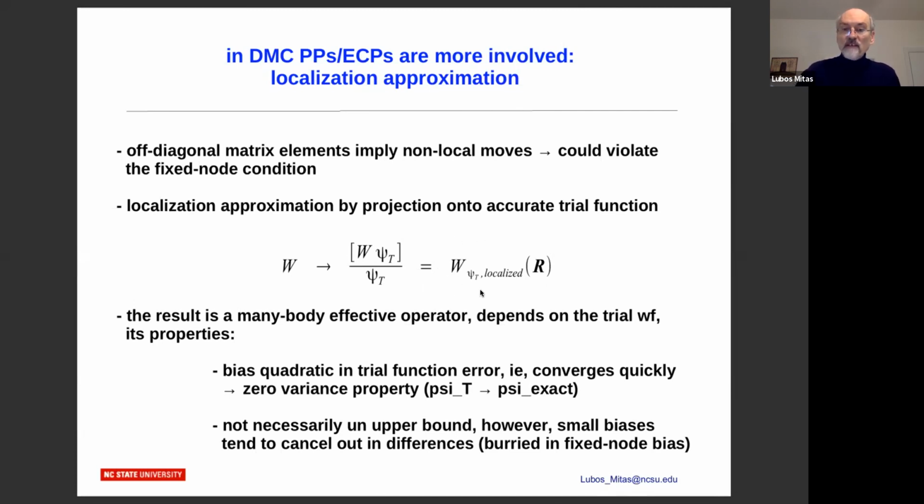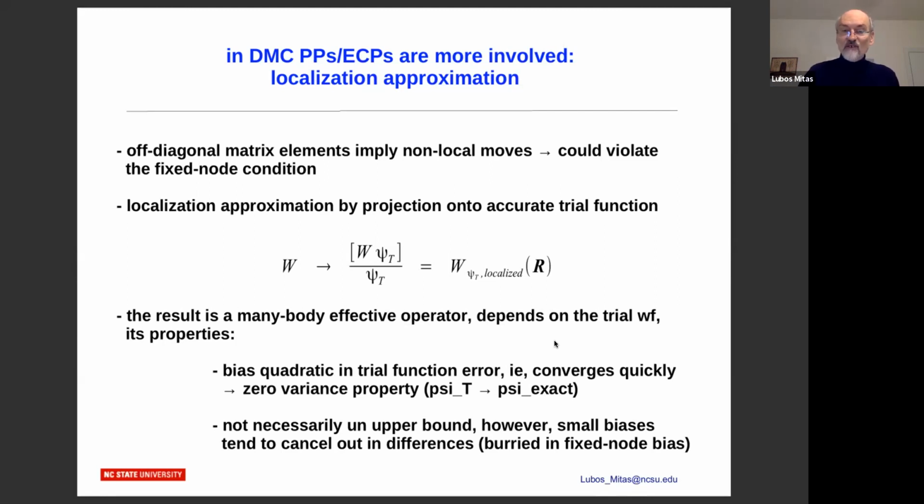Now, this is a complicated subject, but basically there are two main points. The bias which you create by this localization approximation is quadratic in the trial wave function error. Therefore, it converges very quickly. We know one basic rule in quantum Monte Carlo. Unless your trial wave function is really very good, it doesn't make sense to even start the calculation. Simply, the fluctuations will be large, and biases from lousy constructions will show up. Therefore, it doesn't make any sense to invest the computational time.